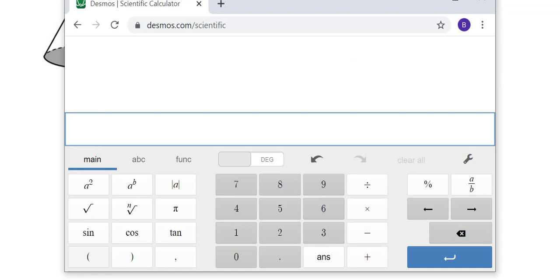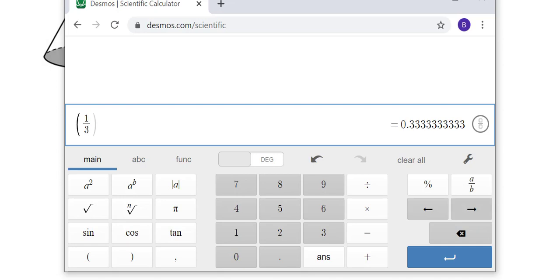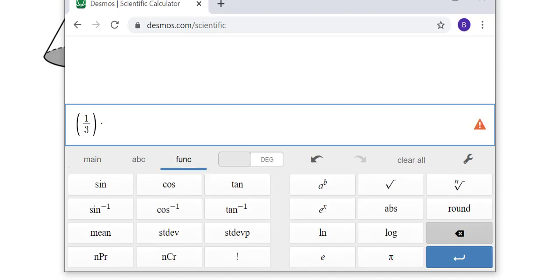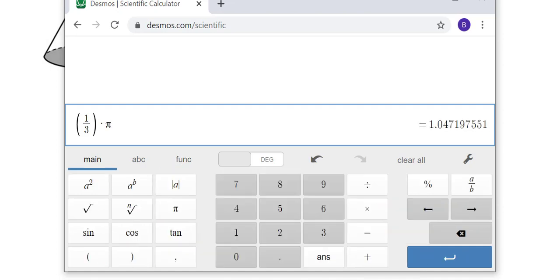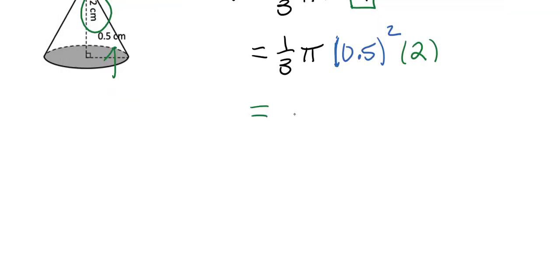If we do these brackets, 1 divided by 3 will give us a fraction. We move to that arrow, close the bracket, times, and then we go to the functions, that's where our pi button is, go back to the main, times. Now we have 0.5, we square that, and then times 2, and what do we get? We get 0.52 as our solution. And this would be in centimeters cubed.